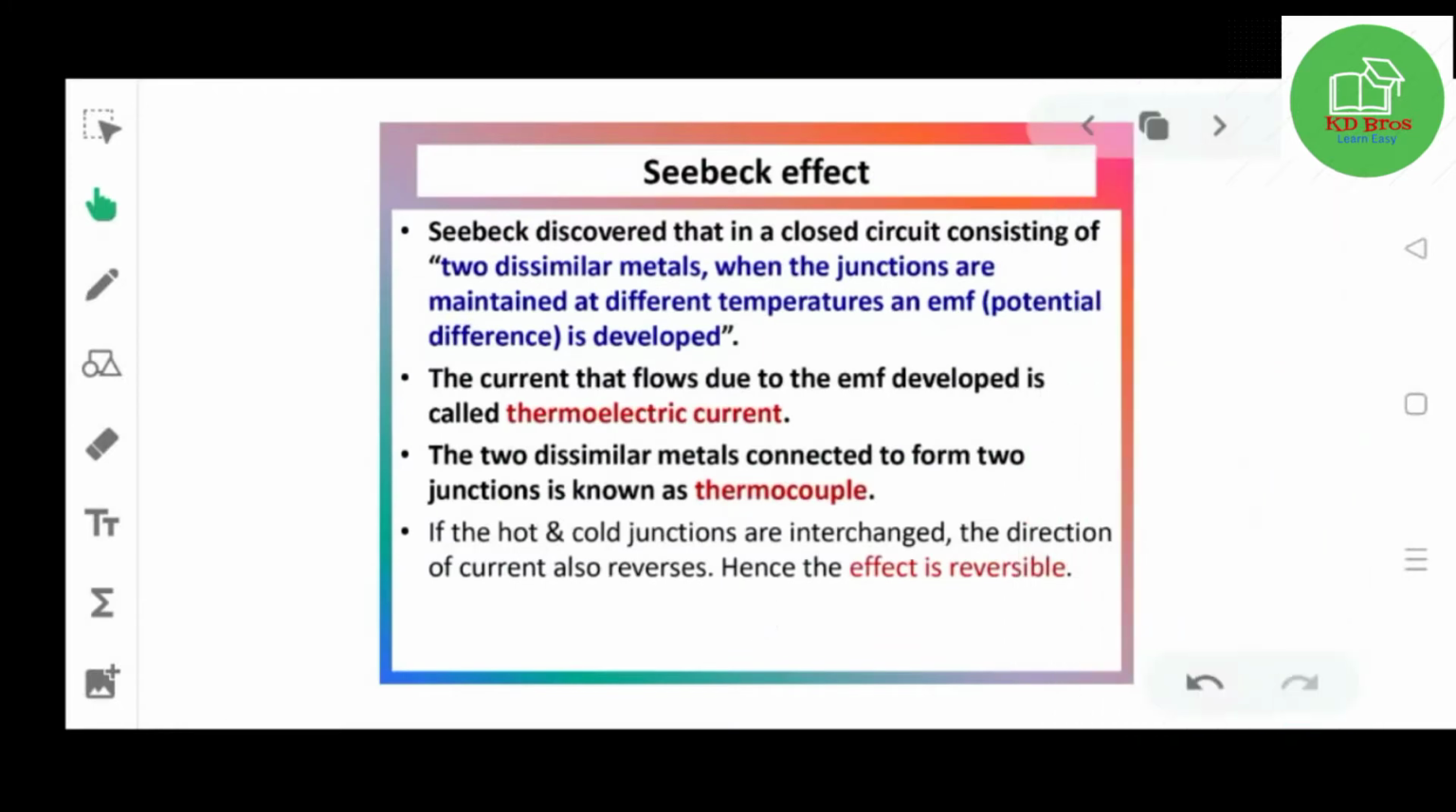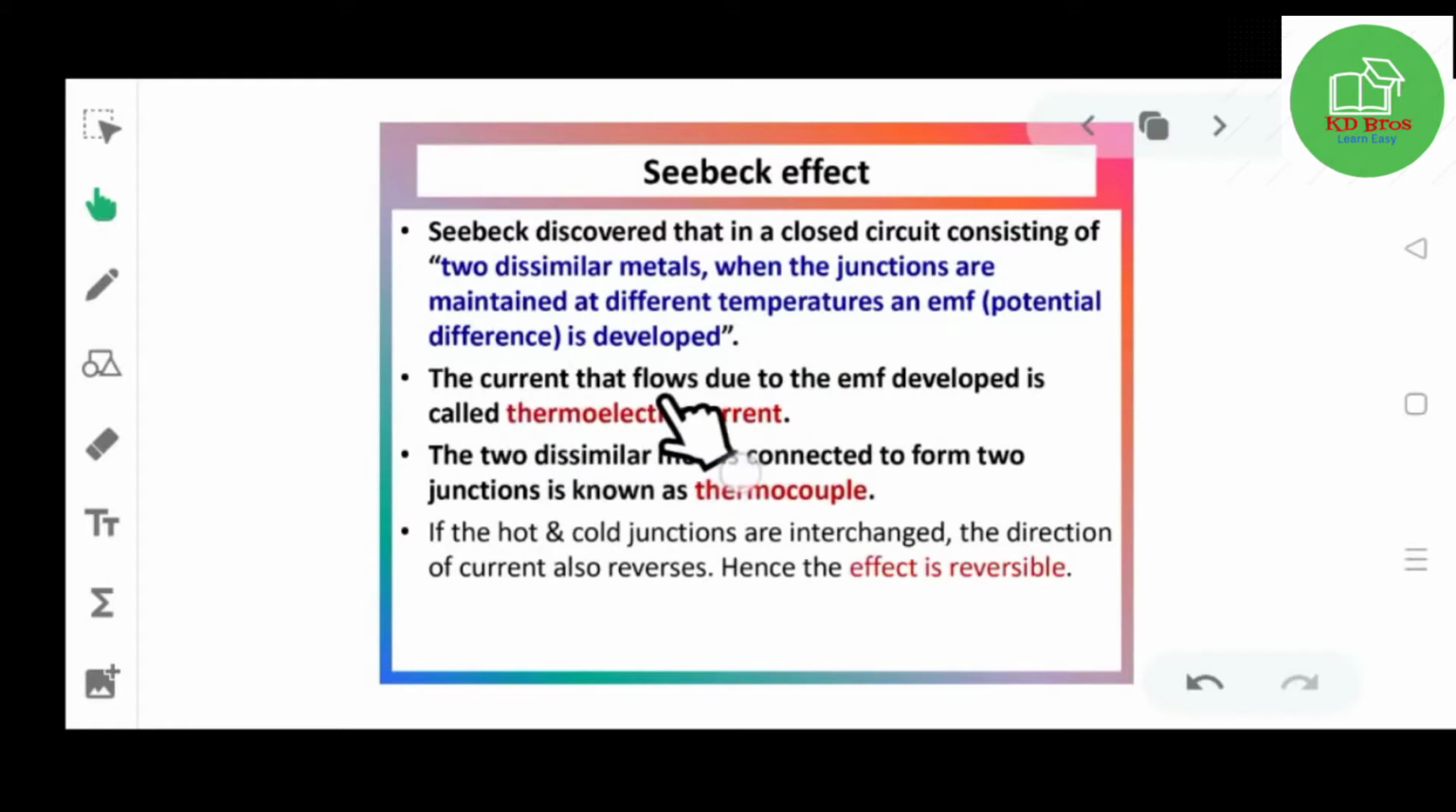Next we are going to see the Seebeck effect. What is that Seebeck effect? Seebeck discovered that in a closed circuit consisting of two dissimilar metals, when the junctions are maintained at different temperatures, an EMF is developed. He considered two different metals, and when we make a junction, both will be connected. Maintaining two different temperatures, an EMF is developed across the junctions.